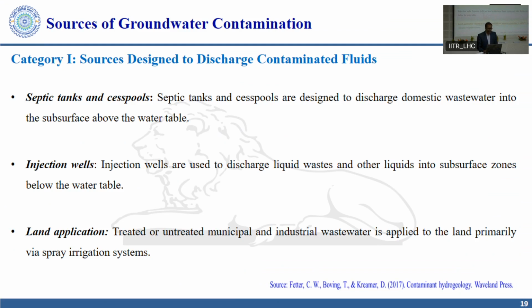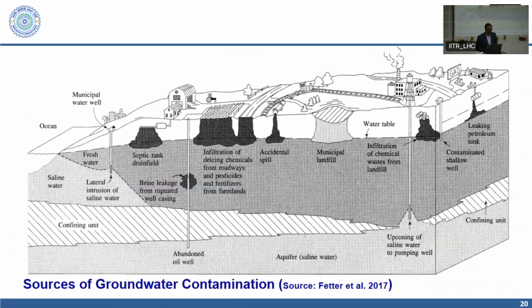Land application: treated or untreated municipal and industrial wastewater is applied to the land primarily via spray irrigation systems. That is also a source, and generally afterwards it will go to surface water in rivers, and that will leach, infiltrate and percolate through the ground surface, and it will go to meet the groundwater. Okay, so I have taken one picture here, you can see here.